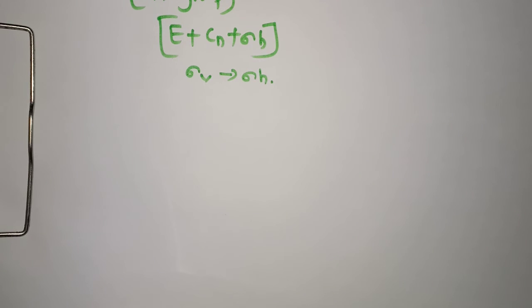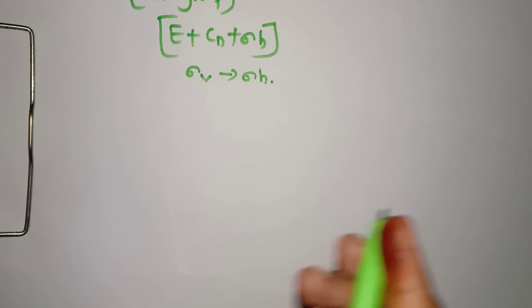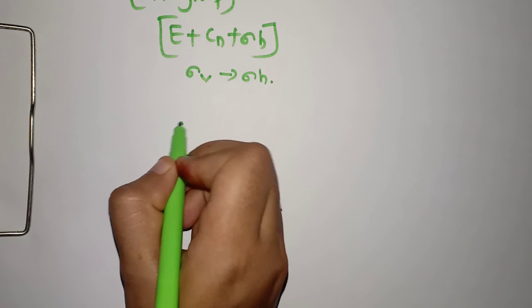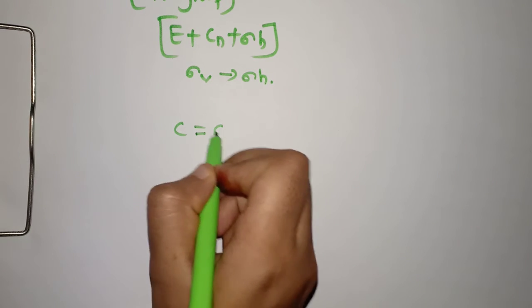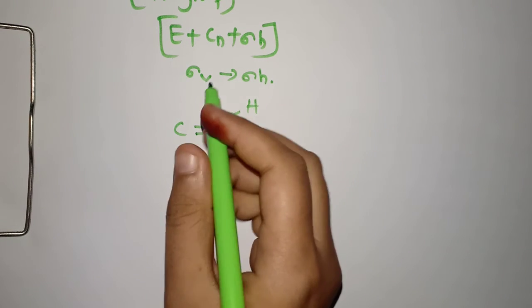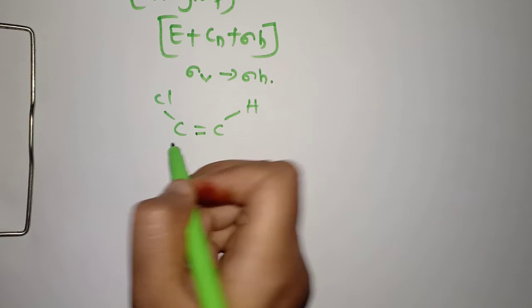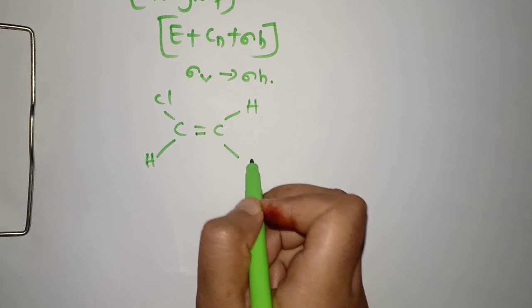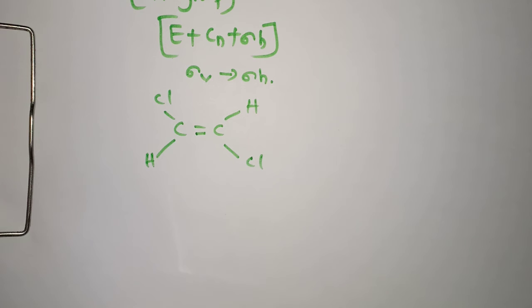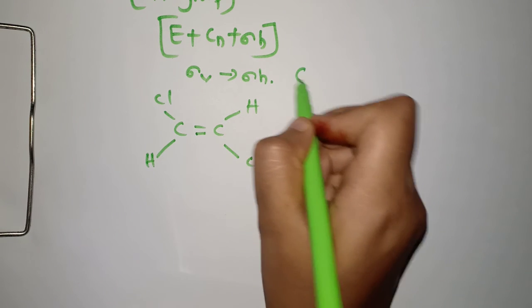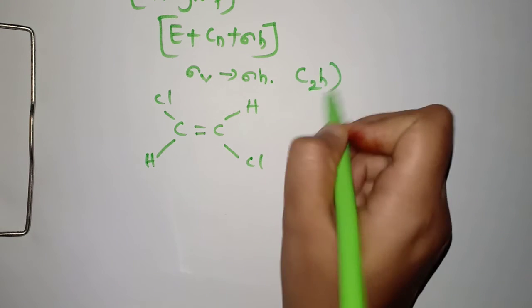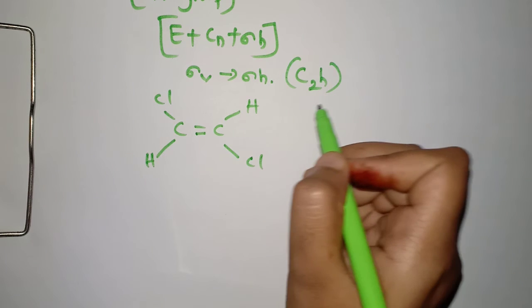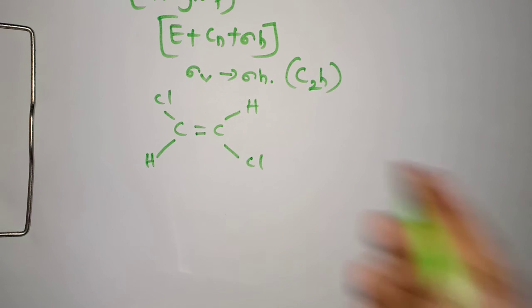Now an example, let's take trans dichloroethylene. It is having the structure like this: Cl, H, and Cl. It is trans dichloroethylene. It is having the C2H point group. Let's see how.